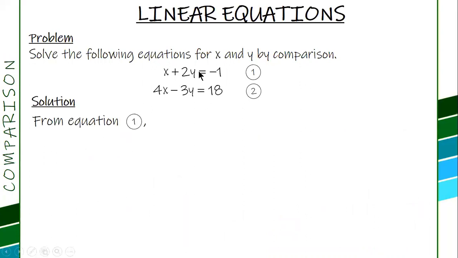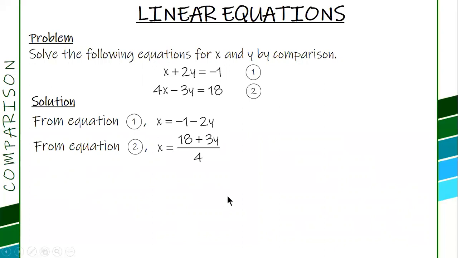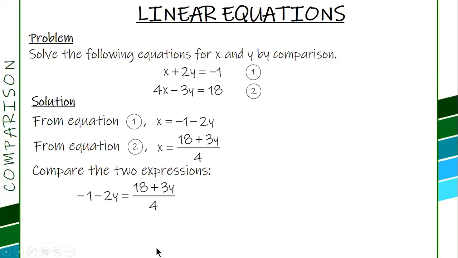So from equation 1, natay x na negative 1 minus 2y. For equation 2, ang x na to is we will transpose negative 3y sa right side that becomes positive and then i-divide na to by 4. Ayun na. And then i-compare na to this one equal to this one. So compare the two expressions, you have this.